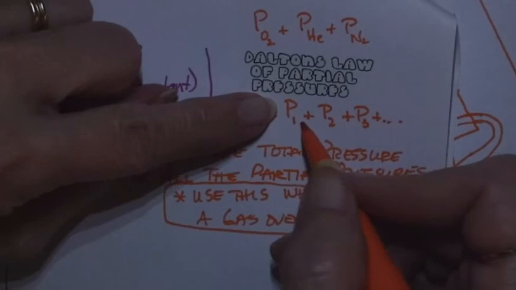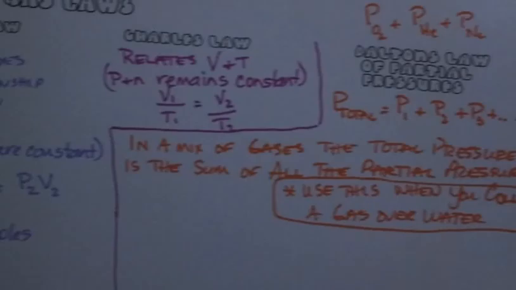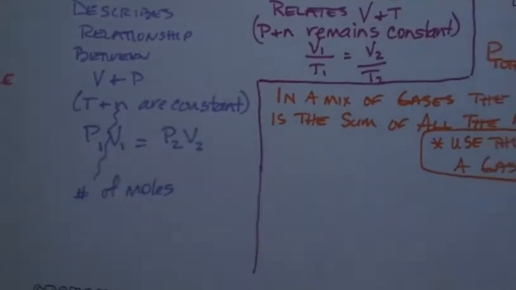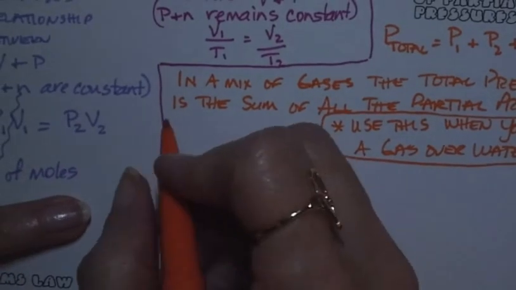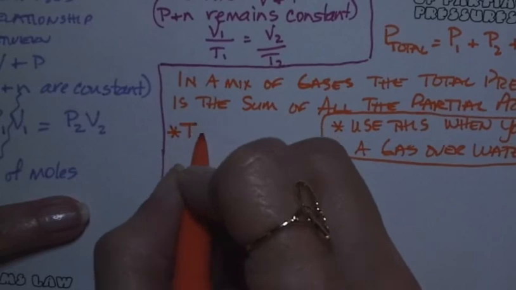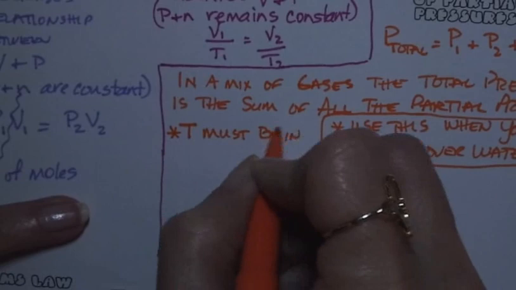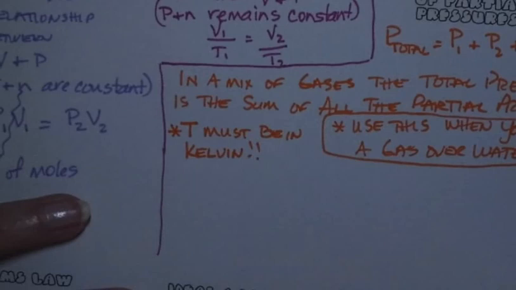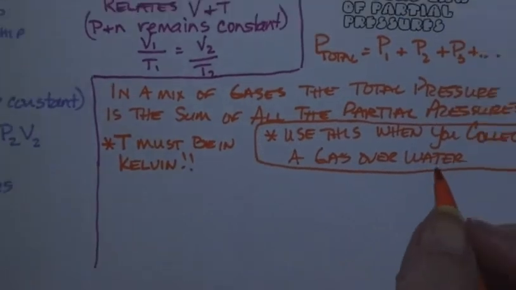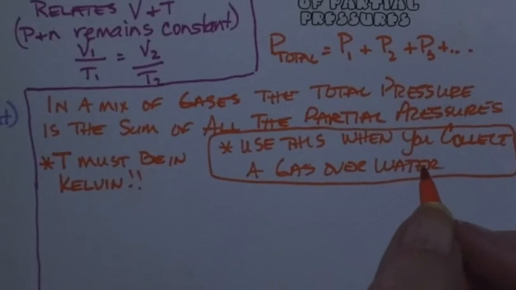So when we deal with all of these things right here, there are certain characteristics and certain rules that have to be followed. The first one is that your temperature must be in Kelvin. That's a big, big deal. Your temperature has to be in Kelvin. That would be your Celsius plus 273, right?